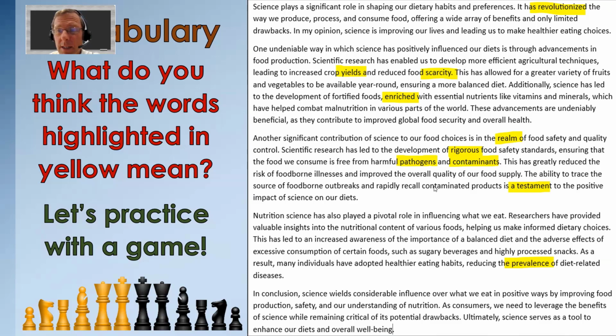And these products, they're a testament to the positive impact of science on our diet. If something is a testament to something, that means it's a statement or it's proof of something. And it's reduced the prevalence of diet-related diseases. If something is prevalent, it's very common. So when we reduce the prevalence of something, that means we're making it less common. So diseases are becoming less common.